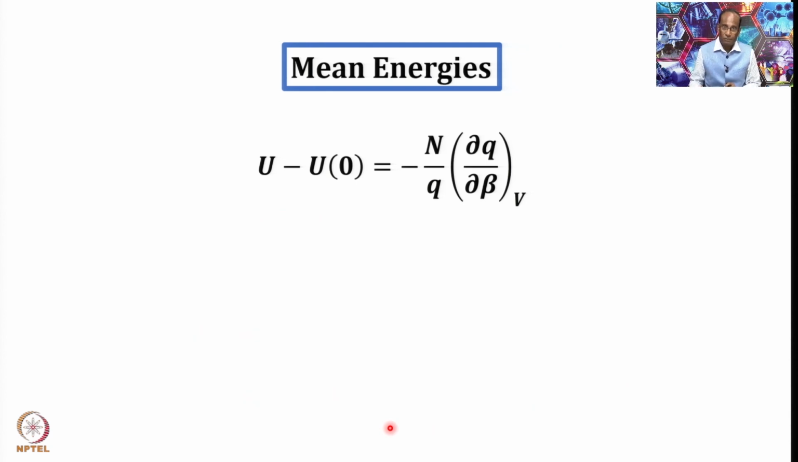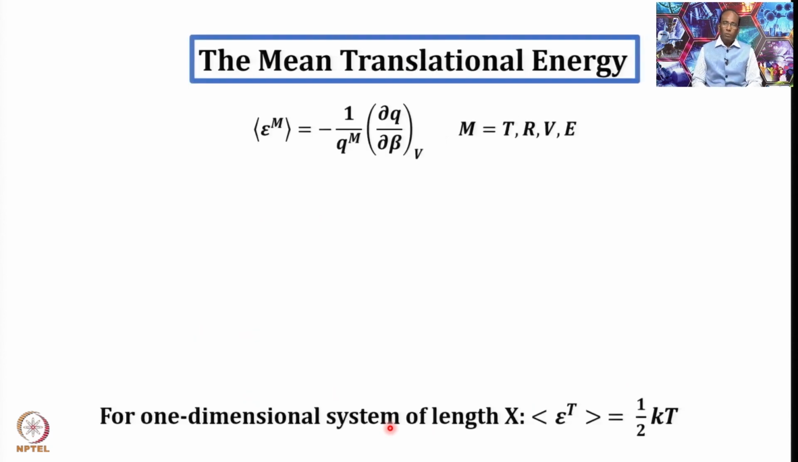Once we have established this, let us now switch over to different modes. As we just said, M is translational or rotational or vibrational or electronic. So, one by one we will substitute the expression and see what new expression we get. Mean translational energy is equal to minus 1 over q translational into del q translational del beta at constant volume.